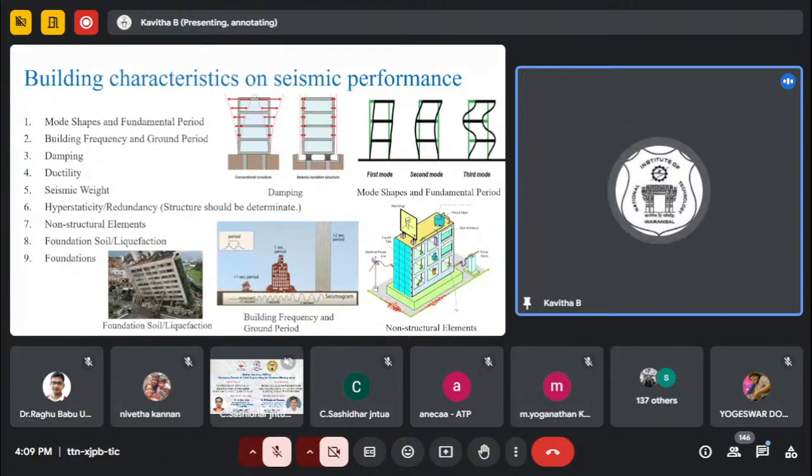Then frequency and ground period. This we have already discussed. Each building has its own natural frequency, and our soil also has its own.